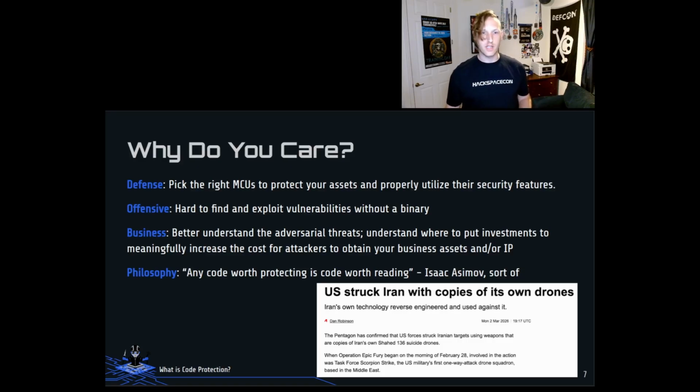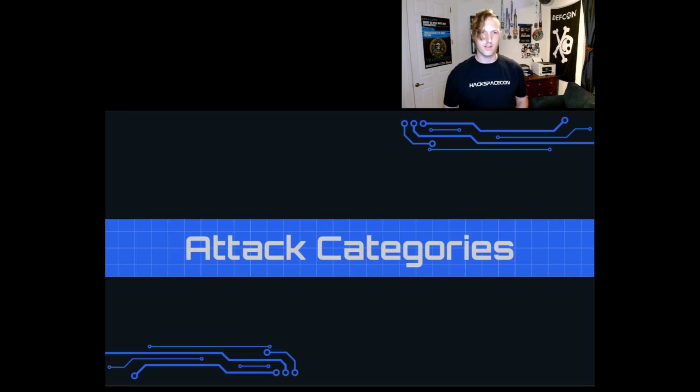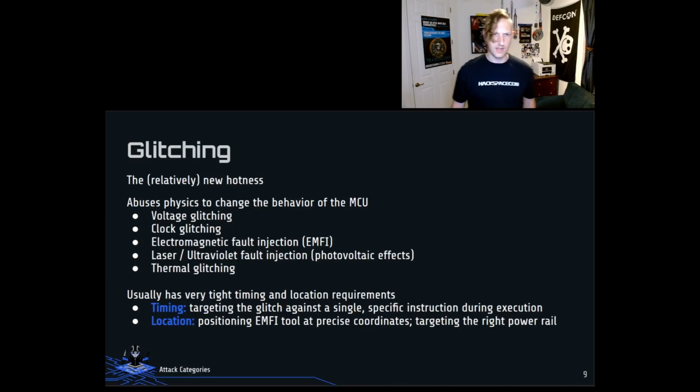Now, it's okay if you don't understand all the technical details. The point of this presentation is to show the art of what's possible, what attacks are being done, and understand how attackers look at inspecting these microcontroller targets. So, looking at these attack categories, we're going to break down some techniques.